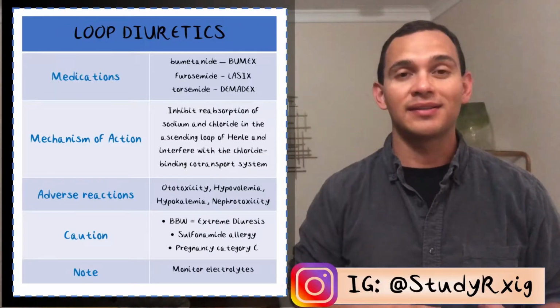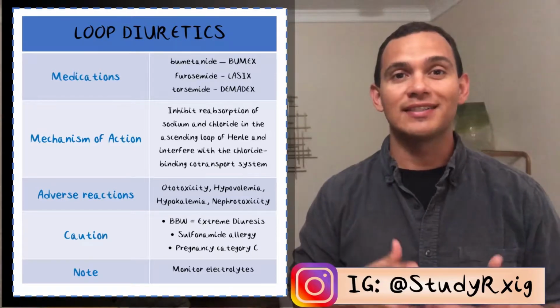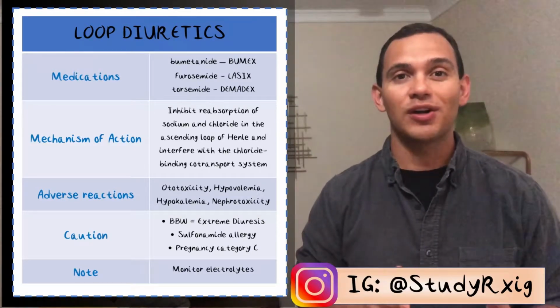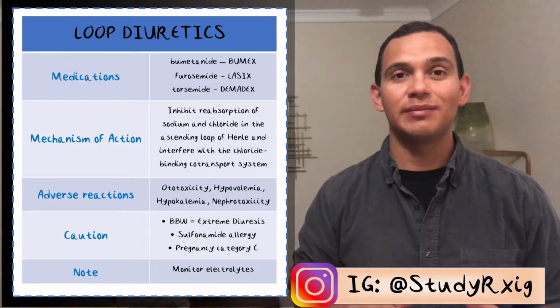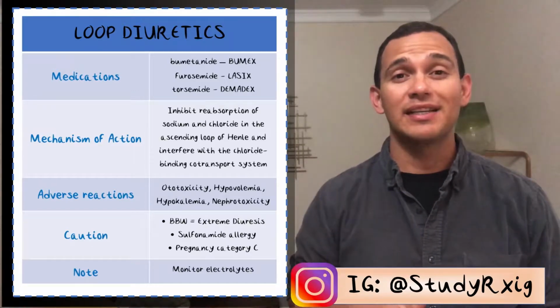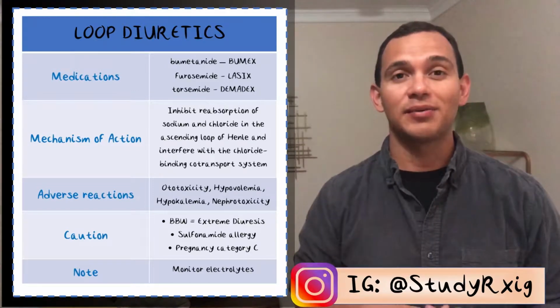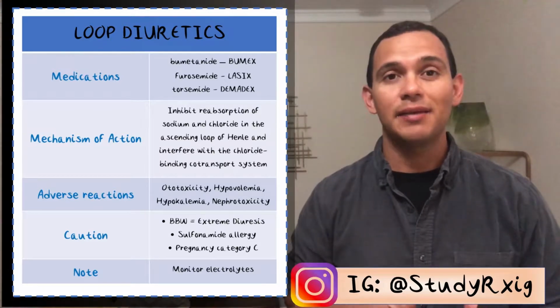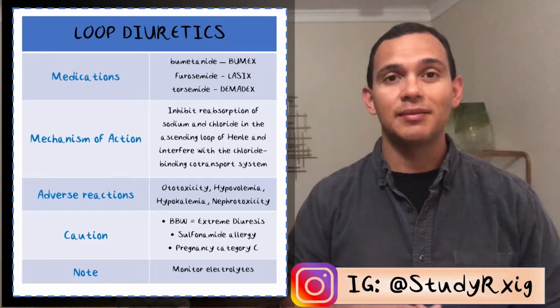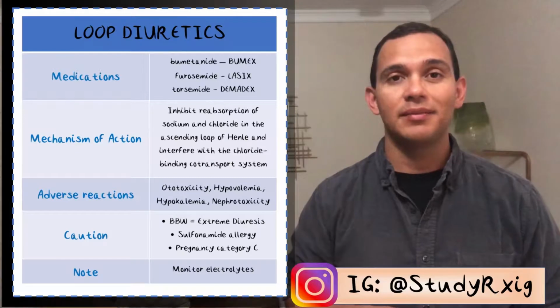Let's begin with diuretics. We can achieve pulmonary and systemic congestion via sodium and water retention. This is due to an overstimulation of the heart's compensatory mechanisms. The first medication of the loop diuretics is bumetanide. Brand name is Bumex. Furosemide's brand name is Lasix. Torsemide's brand name is Demadex.